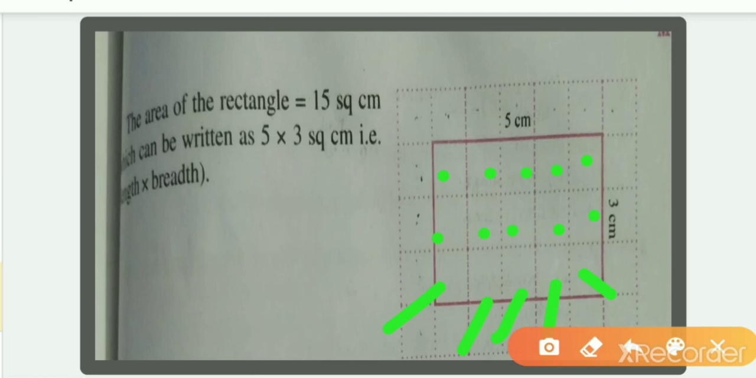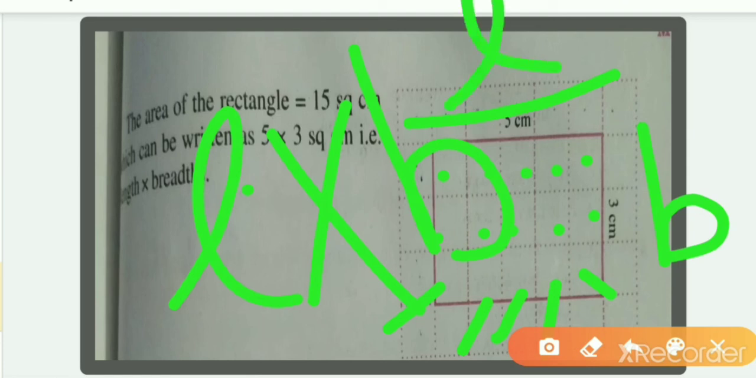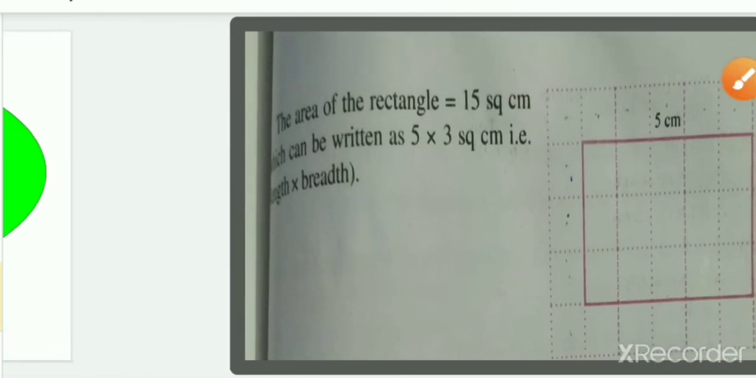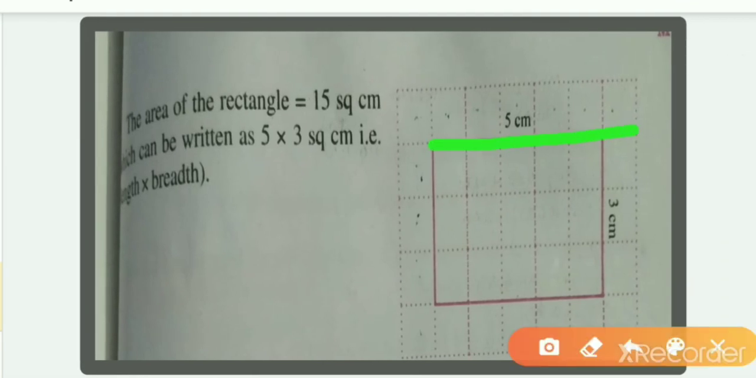But for finding the area of a rectangle, that way also you can find. But for the area of a rectangle, we need L into B, right? So L is this side and breadth is this side. Count how many square boxes in this line: 5, and here it is 3. So L into B will be written as 5 into 3, that is 15 square centimeter.